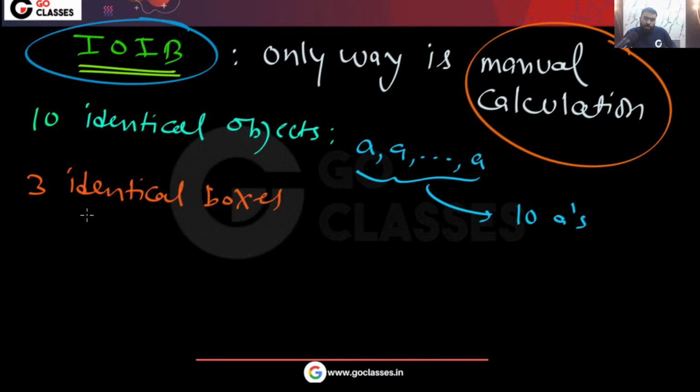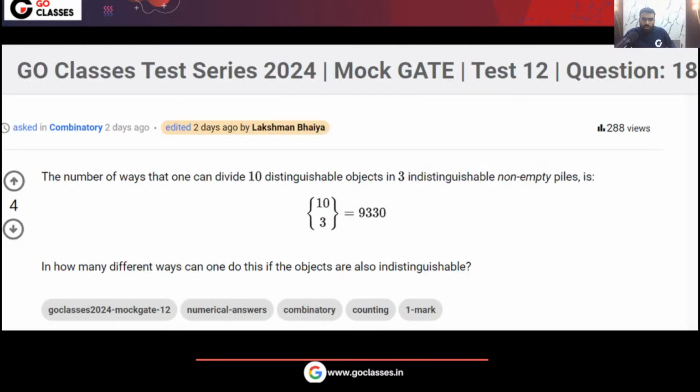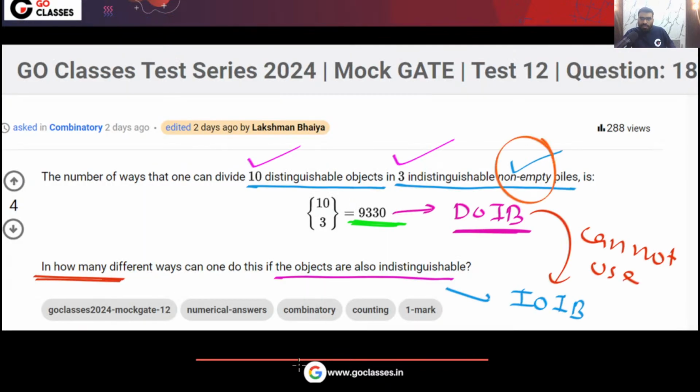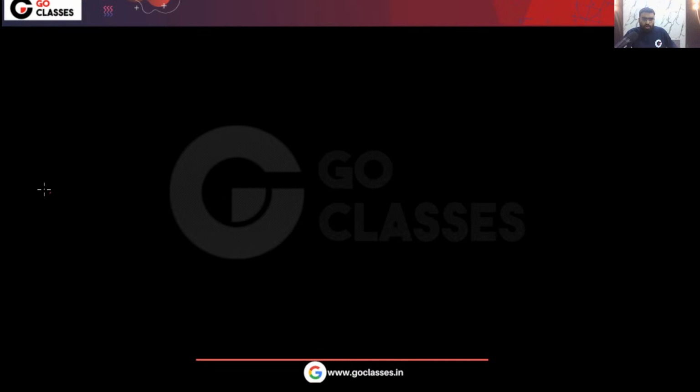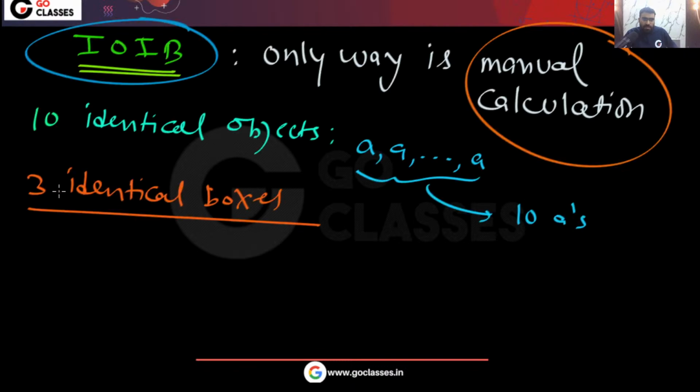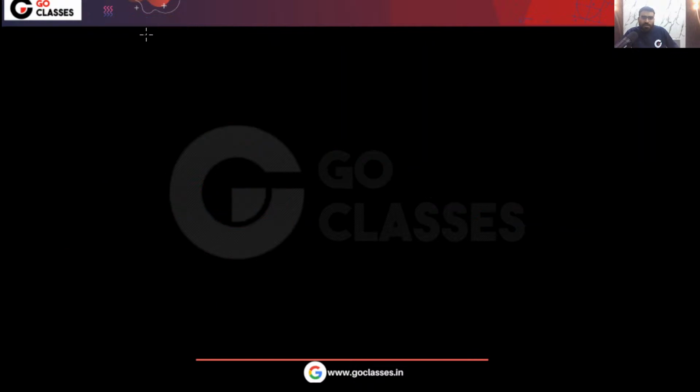And the question is saying you have to keep them non-empty. This non-empty word is also there. So you have to make sure that the 3 boxes are non-empty. So in this distribution, how many ways are there? Very simple, just do step-by-step calculation. These are your 3 boxes. You just have to do manual calculation, remember.